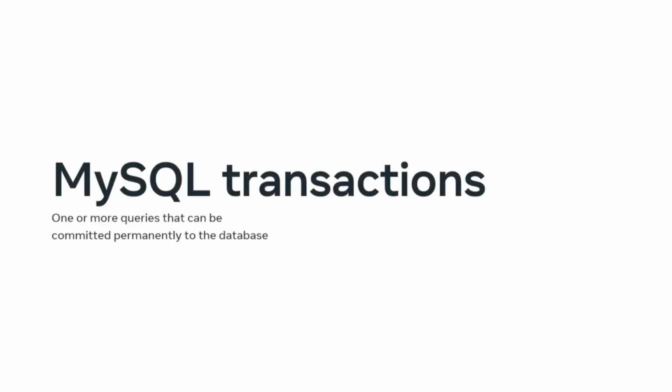As you just saw with Lucky Shrub, a transaction in MySQL is one or more queries that can be committed permanently to the database, and the database can be rolled back to its original state if any of the queries fail to execute as required. MySQL provides the following set of statements for managing database transactions: start transaction, begin or begin work, commit, and rollback. Let's explore each of these statements in more detail.